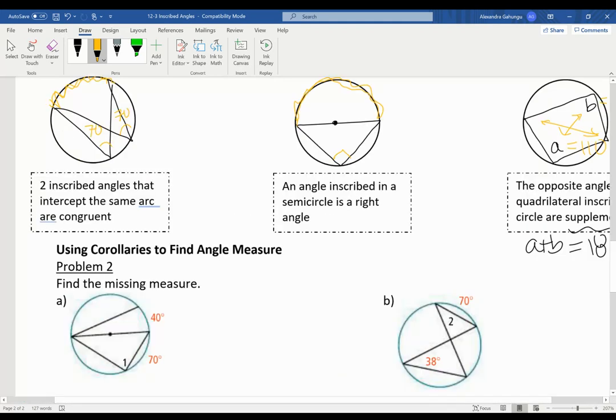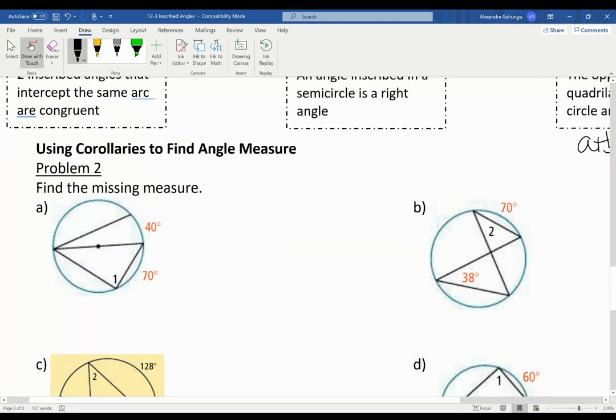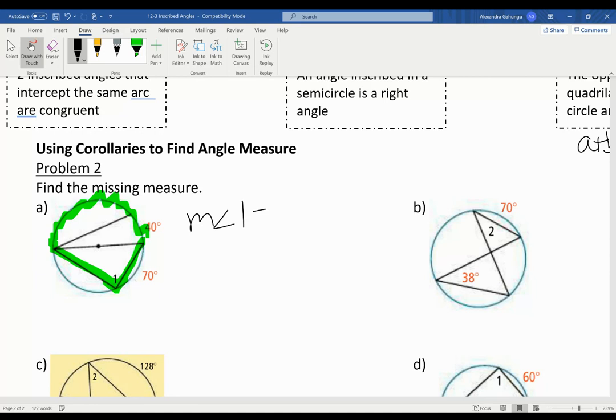So we're going to look at some examples of these. We're going to find the missing measure in angle 1. I always look at the associated arc, the intercepted arc. So angle 1 is here, but if I keep extending those sides, the chords that make it up, then I'll figure out what the arc is. I notice that this is actually inside of a semicircle and the arc is 180. So the measure of angle 1 is half the arc, so it's going to be 90. It's going to be a right angle.